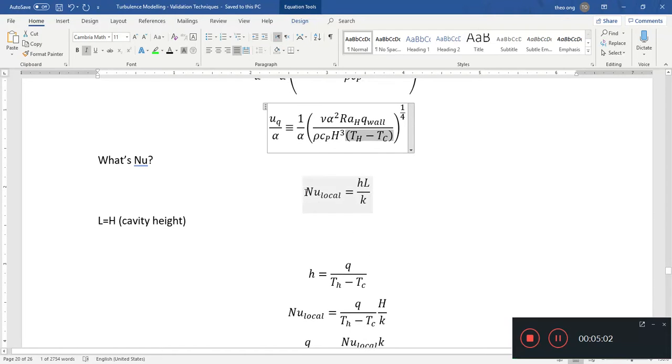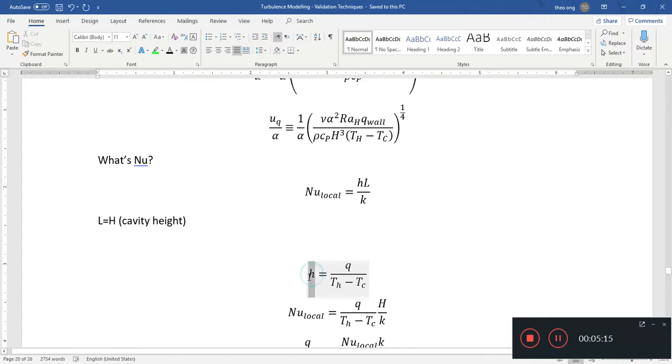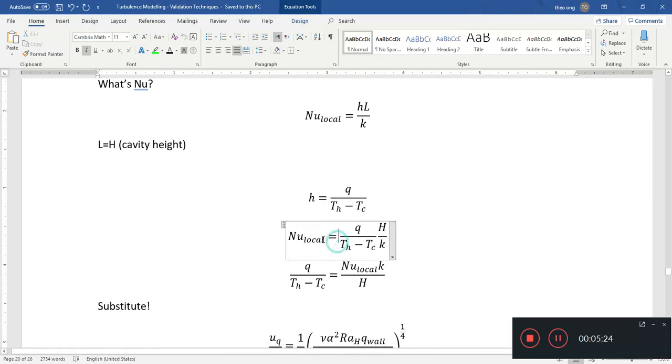What is the Nusselt number? The local Nusselt number is, of course, the local heat transfer coefficient times some length scale over the conductivity. Okay, and what is h? h is actually the q at the wall over the characteristic temperature difference. So the local Nusselt number is defined as such.